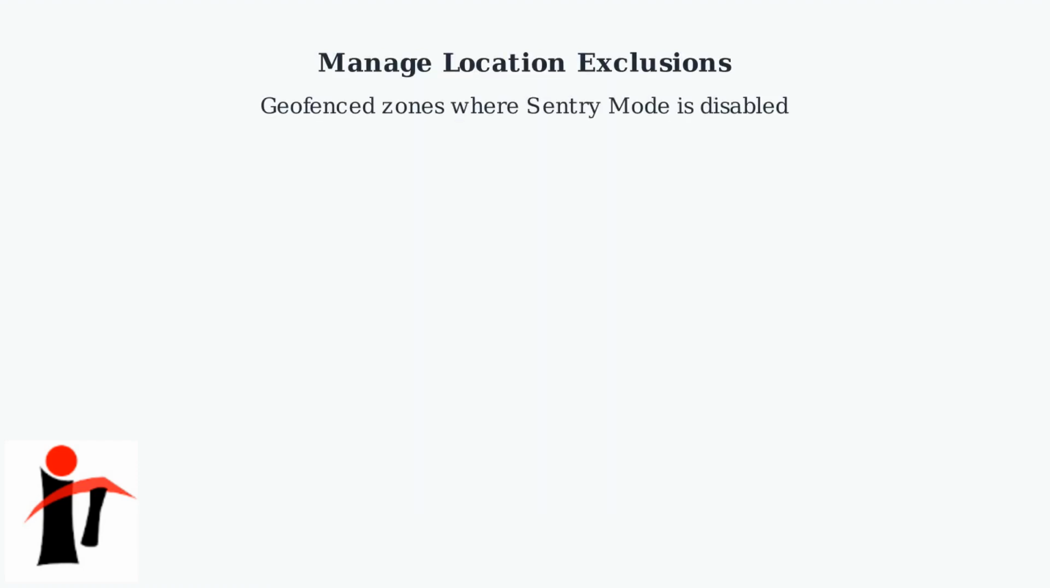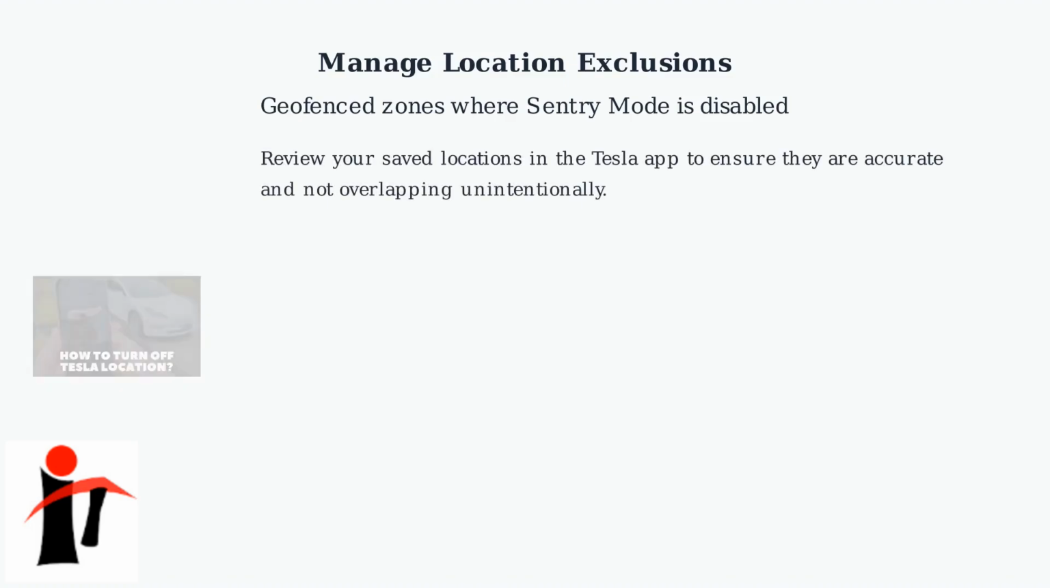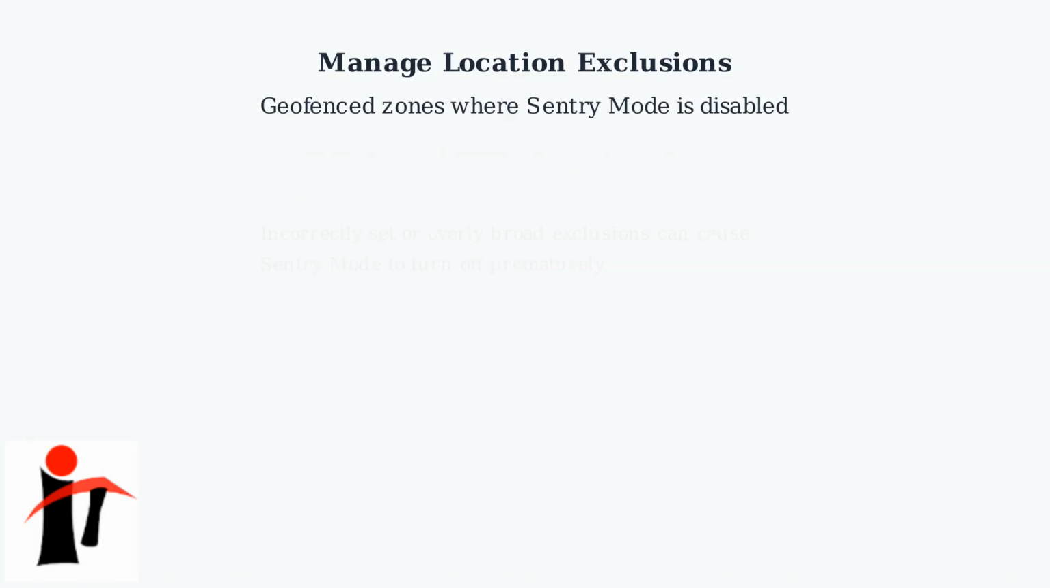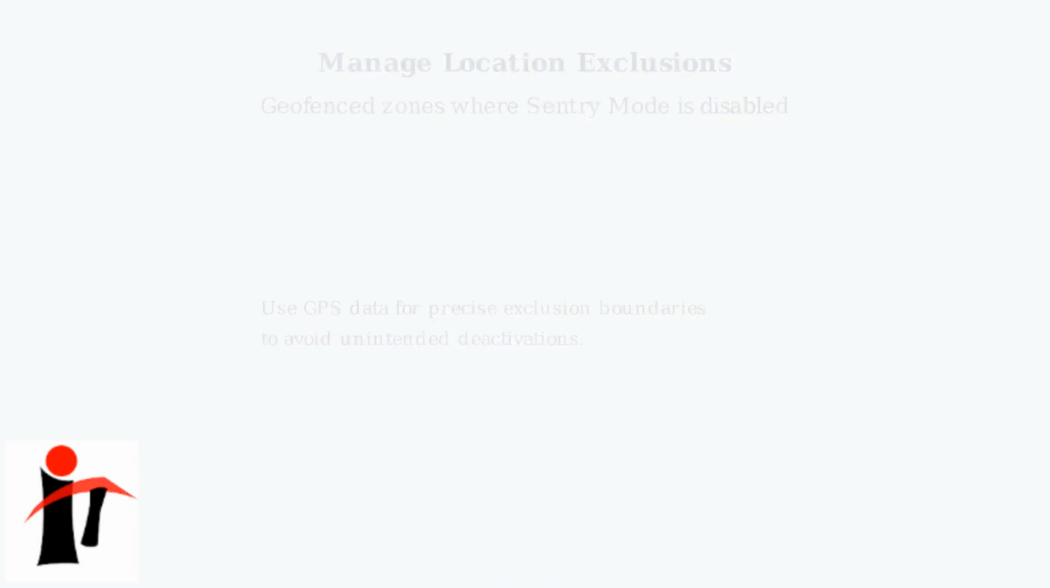Location exclusions are geofenced zones where Sentry Mode is disabled. Review your saved locations in the Tesla app to ensure they are accurate and not overlapping unintentionally. Incorrectly set or overly broad exclusions can cause Sentry Mode to turn off prematurely. Use GPS data for precise exclusion boundaries to avoid unintended deactivations.